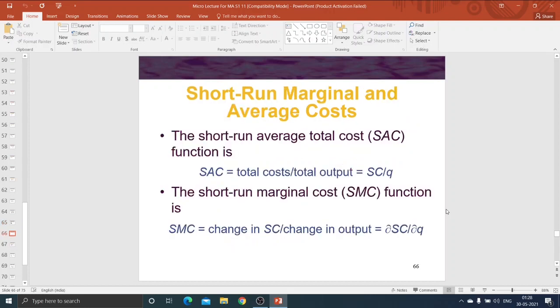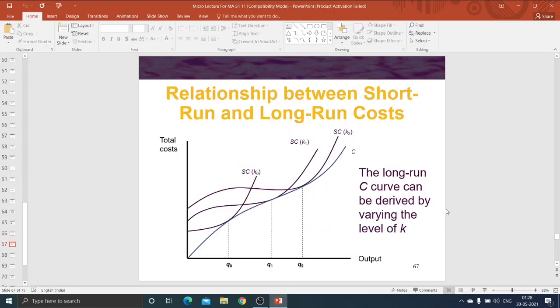Okay. Now the short run average cost, the SAC function, is total cost by total output, SC by Q, and short run marginal cost is the change in SC divided by the change in output, which is dou SC by dou Q. This is the relation between the short run and long run cost curves.